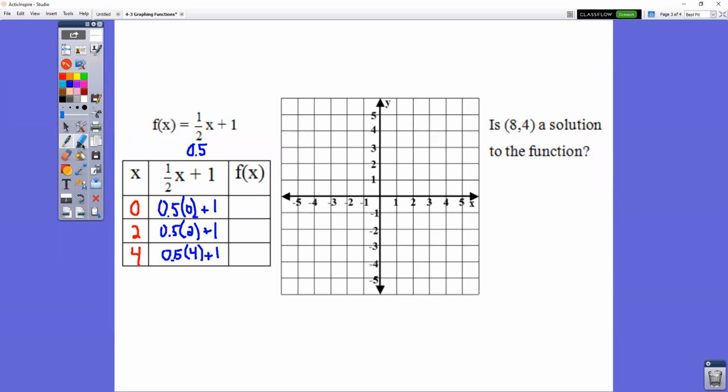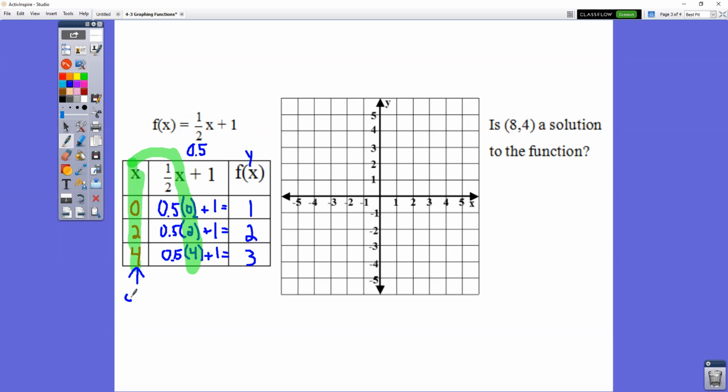So we just took our x values, just like we did yesterday, and we sub them in for x, all right, just like we did yesterday. Whatever you get for your answer when you type that into your calculator goes in the f of x or y column, all right? So 0.5 times 0 is 0, plus 1 is 1. 0.5 times 2, half of 2 is 1, plus 1 is 2. 0.5 times 4 is 2, plus 1 is 3.